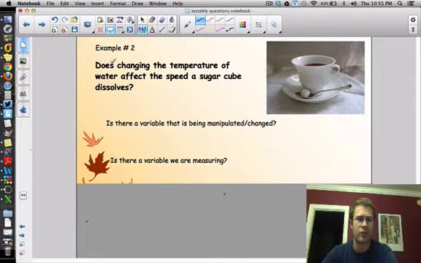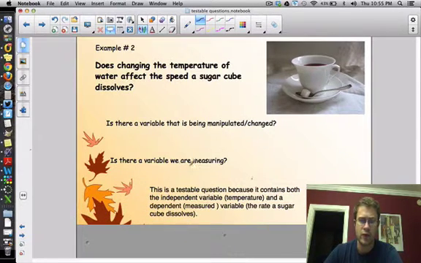Let's take a look at example 2. Does changing the temperature of water affect the speed a sugar cube dissolves? Okay, do I have a variable that's being changed? Is there a variable that we're measuring? Okay, think if you can figure that out before I do. Okay, this is a testable question. We have something that is changing, the temperature, and then we have something that is being measured, the speed of a sugar cube dissolving.